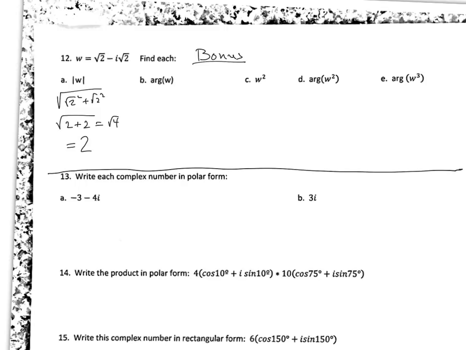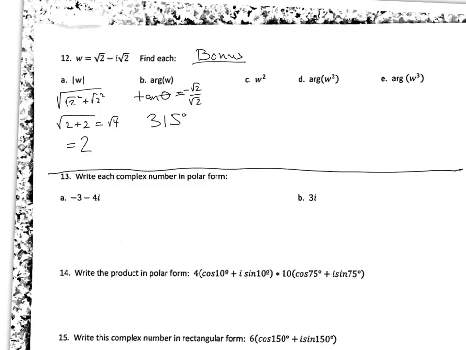The argument, the angle that this angle lives at, would be the tangent of this angle is negative radical 2 over radical 2. Well, this is just -1. If you throw that in the calculator, you get -45 degrees. So this is 315 degrees.